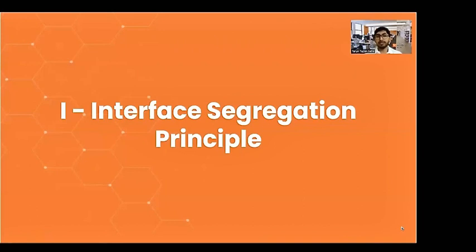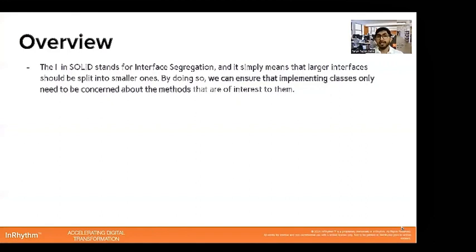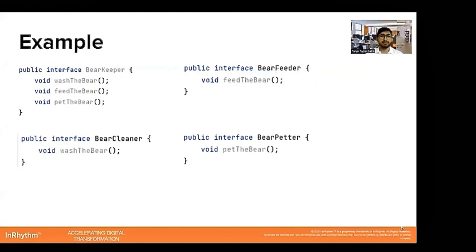Moving on to the interface segregation principle. Now the I in SOLID obviously stands for interface segregation. It simply means that larger interfaces should be split into smaller ones. By doing so, we can ensure that implementing classes only need to be concerned about the methods that are of interest to them. Right? What do we mean by that? Let's take an example.